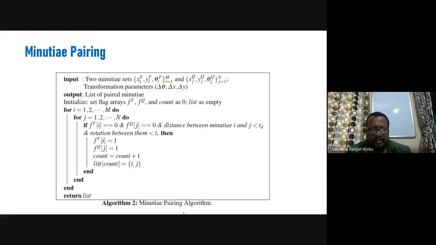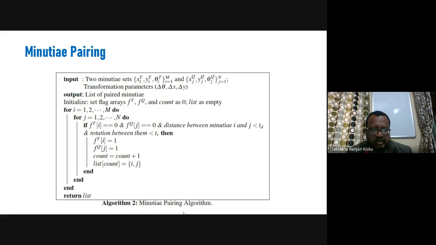So here we can have this minutiae pairing algorithm. In the input, we are taking two minutiae sets, okay, and transformation parameters, that is delta theta, delta x, and delta y. These are the transformation parameters, the deviations basically. All these deviations are collected in the accumulator, capital A. And in the output, we will have the list of paired minutiae.